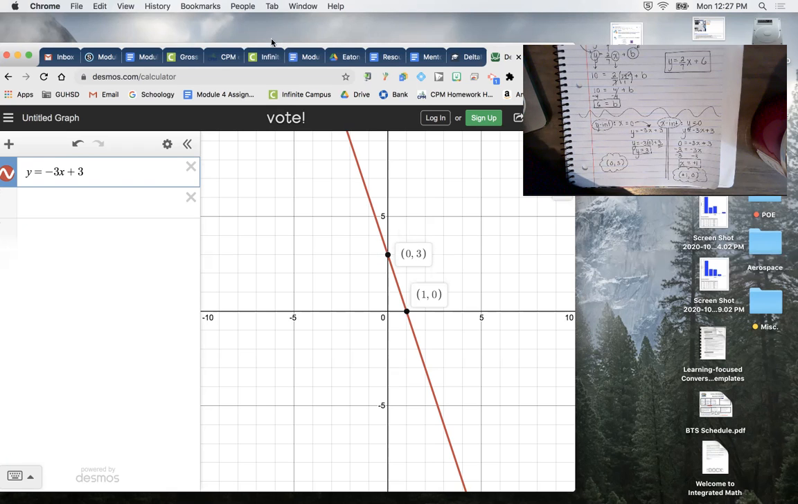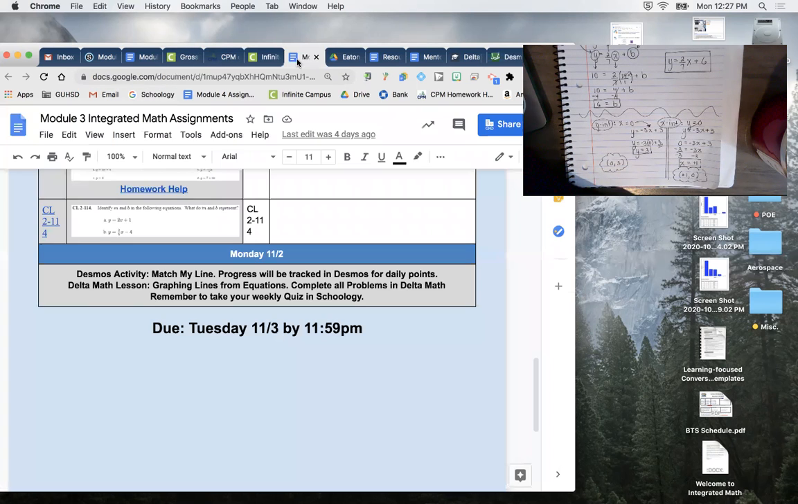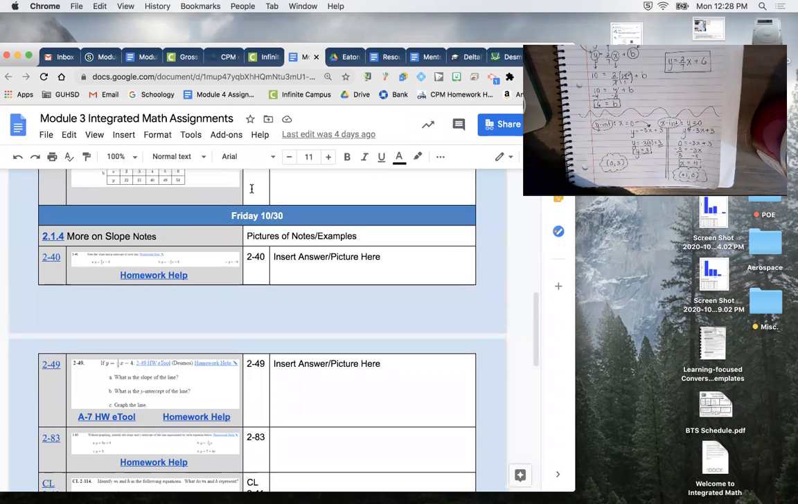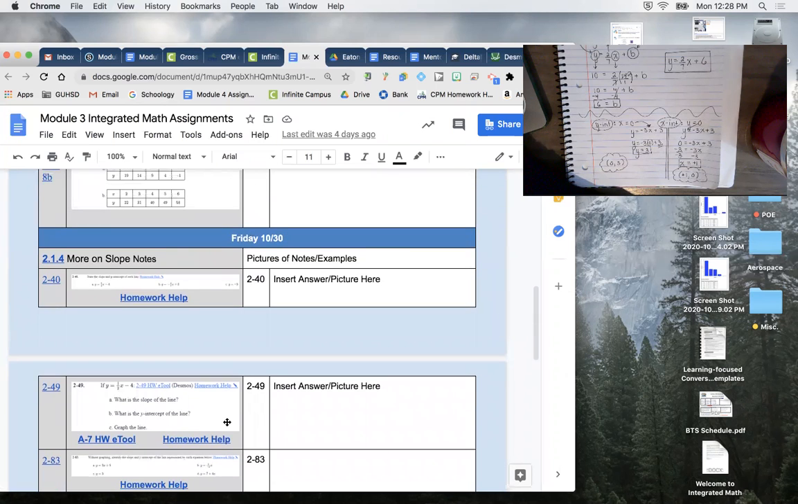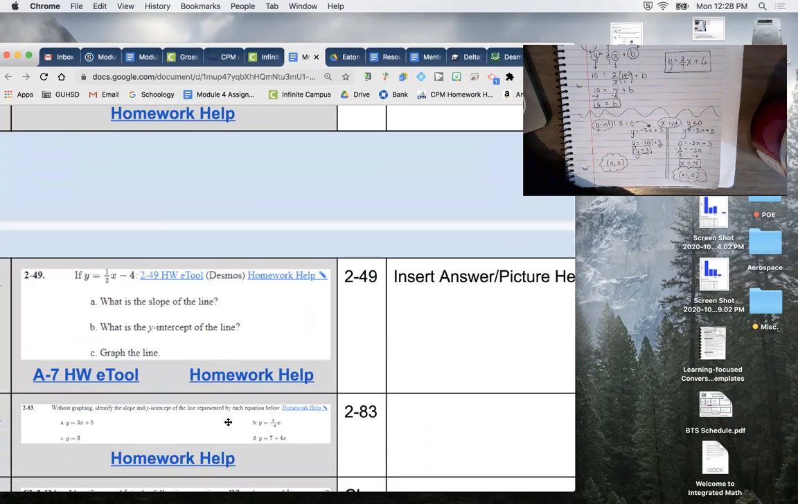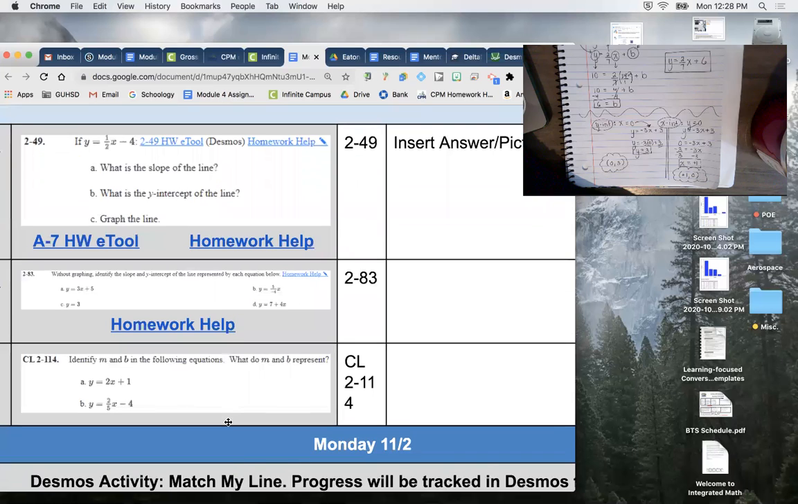Okay, so I'm going to do one more example, but I'm going to do the one from your homework. So I'm going to come over to your homework, and you are asked for, on which one is it?